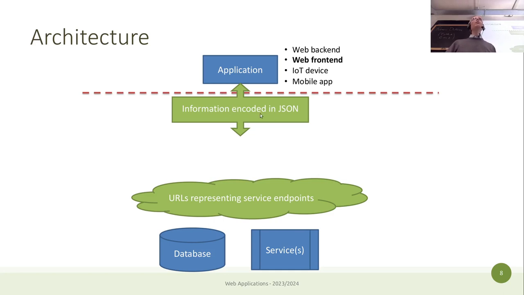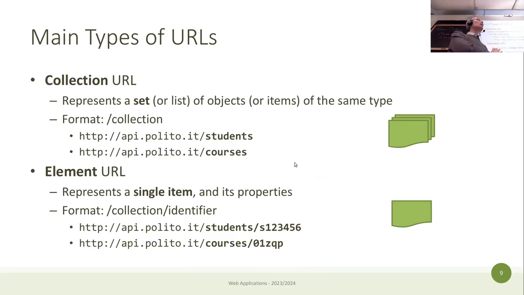Okay, so we solved the problem of the data format. We need to find a good way of representing the service endpoint, so the URLs, the paths that we use to represent the action we would like to do. And we recommend this convention. It's not really mandatory, but it's a good guideline. So at least in the beginning, try to follow it. And then when things get complicated, either ask us for advice, or try to take reasonable decisions. But if you start from these guidelines, it's a very good starting point.